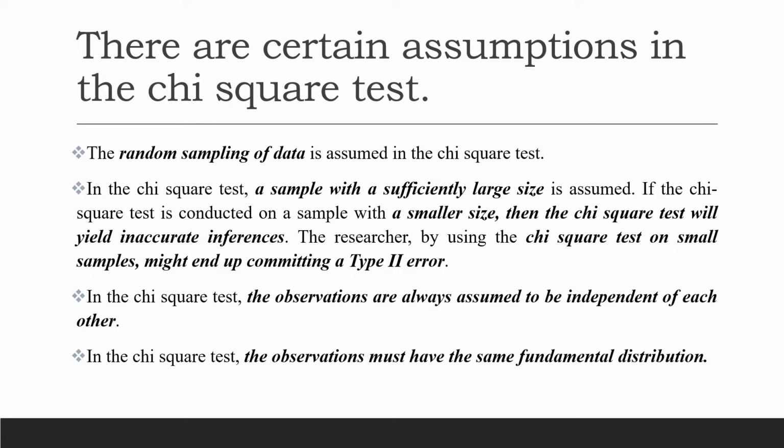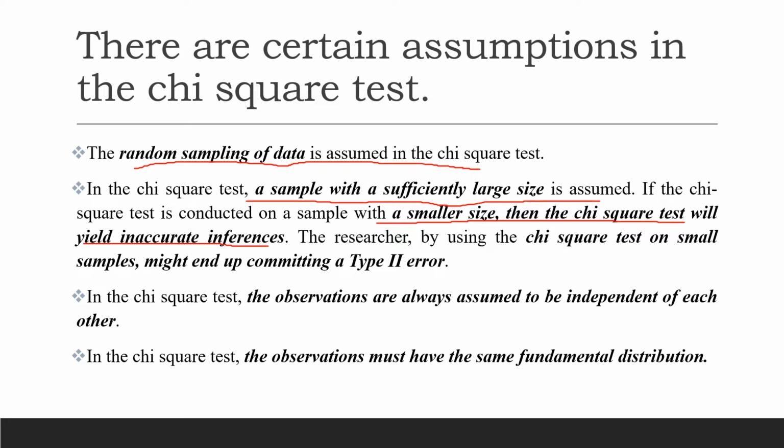There are certain assumptions in the chi-square test. The first one is that random sampling of data is assumed in the chi-square test. So we need a random sample. And second, a sample of sufficiently large size is assumed. So we are considering that we have a large dataset, and on the basis of this we calculate the chi-square. On a sample that is not large, the chi-square test will yield inaccurate inferences. If we take a small sample, there is a chance that we are not able to draw the right inferences. That's why the suggestion is that we take a large sample.